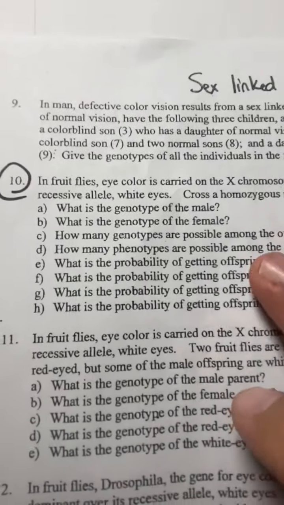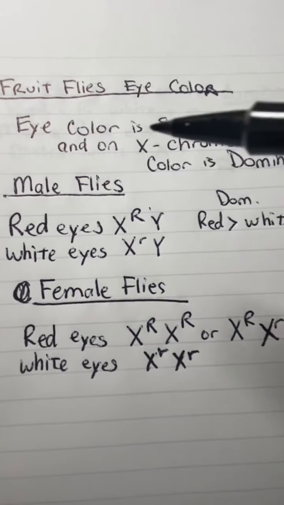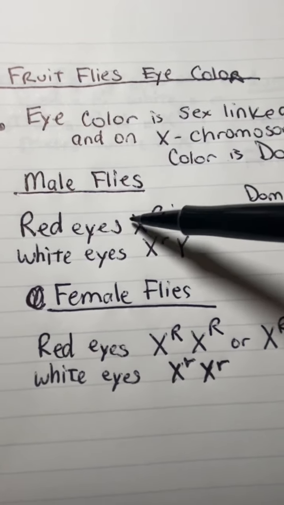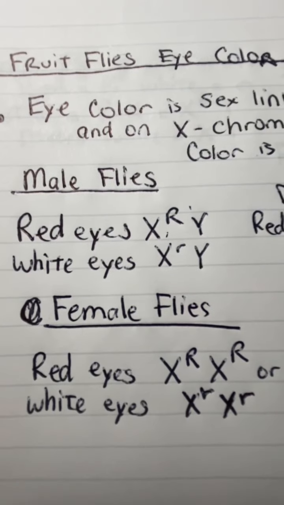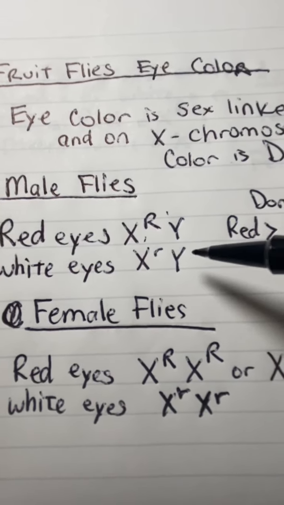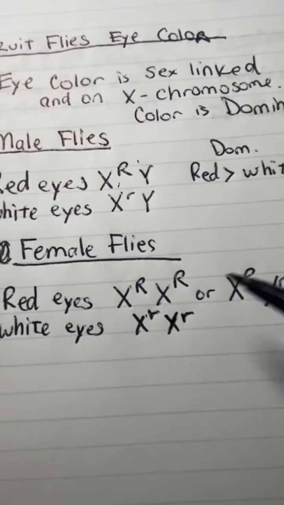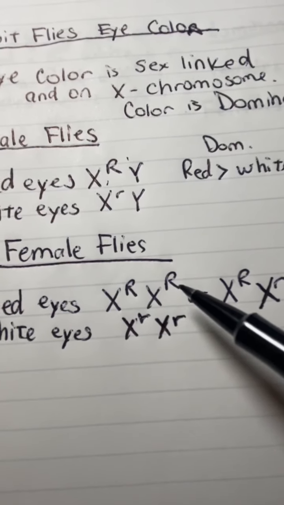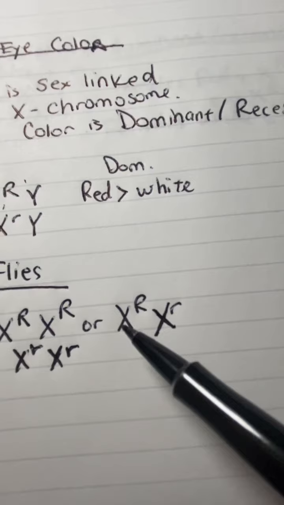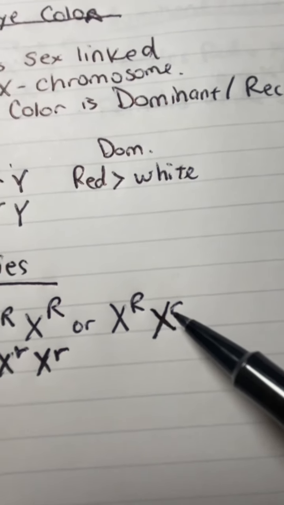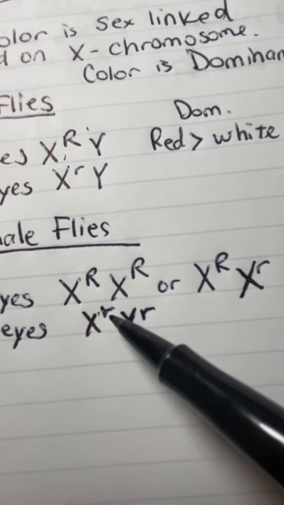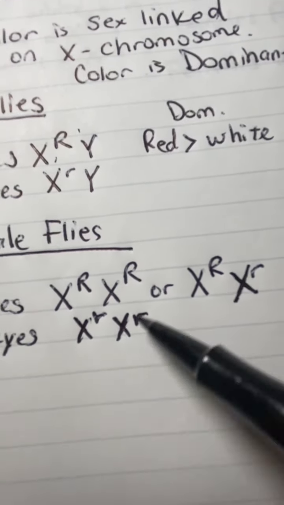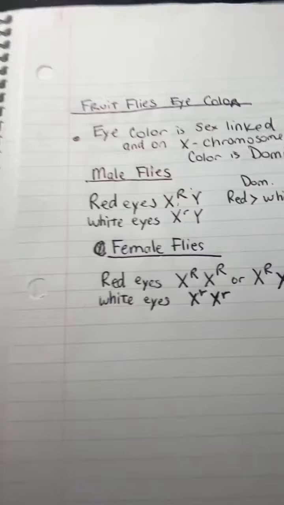And so this, remember, comes from the notes where we know that red eyes for males are X capital R Y. White eyes for males are going to be X lowercase r Y. Females have 2 options, X capital R, X capital R, or X capital R, X lowercase r. For white-eyed females, they're always X lowercase r, X lowercase r. And those are superscripts. So we're going to get started here.